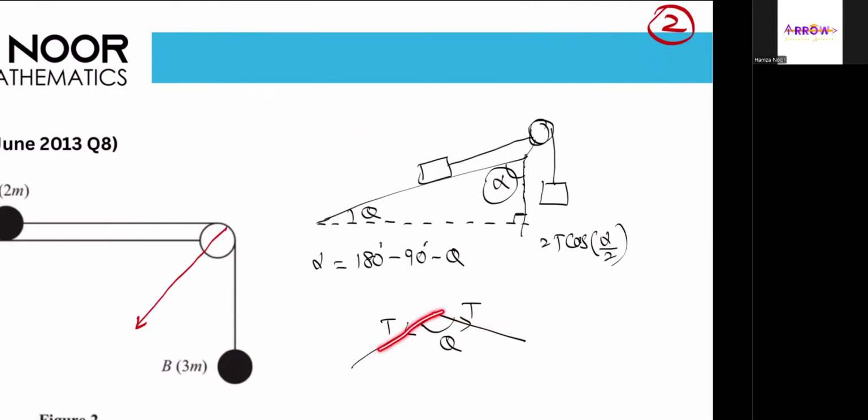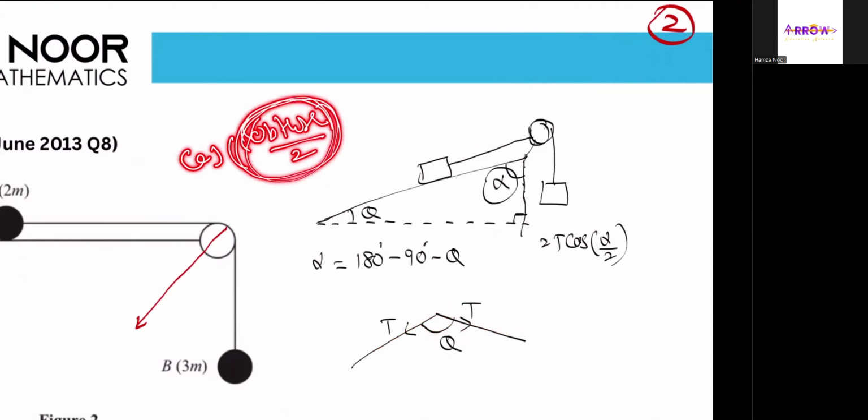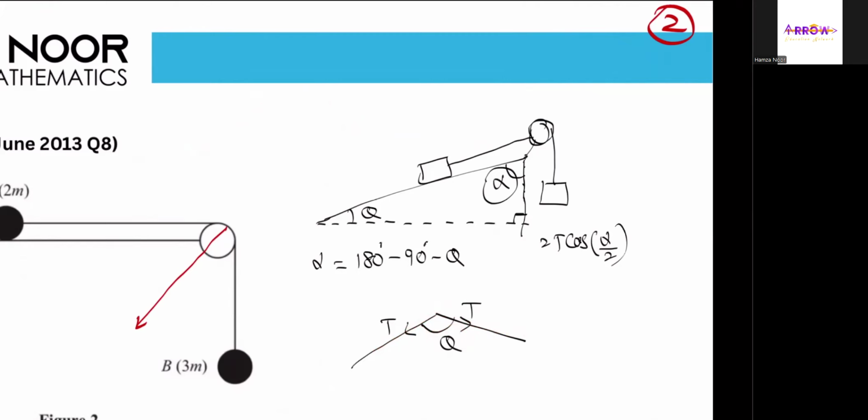So even if this angle theta, which is between the two tensions, is an obtuse angle, when the obtuse angle is halved, this gives you an acute angle. So this will also be applied: 2T multiplied by cos theta over 2, where theta is the angle between the two tensions. Let's say you have a horizontal table over here, and here you have an inclined plane.